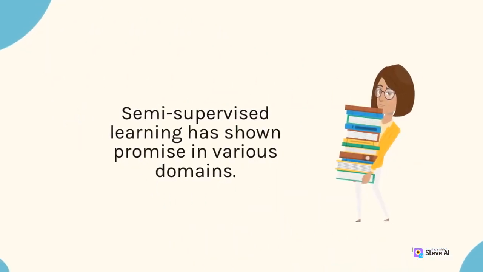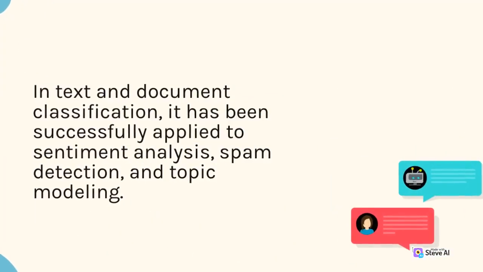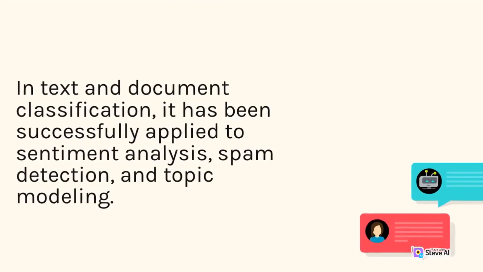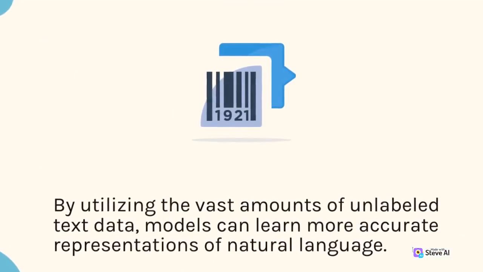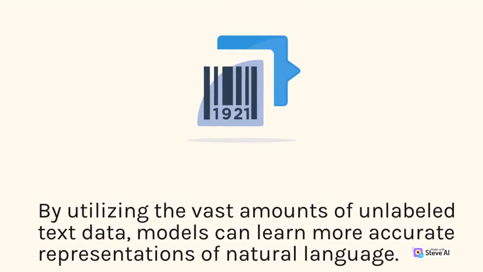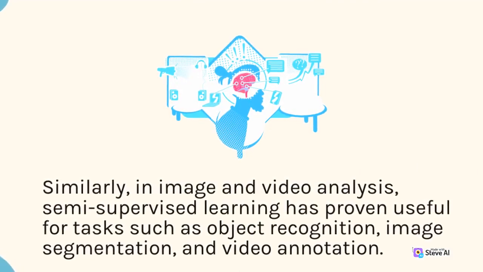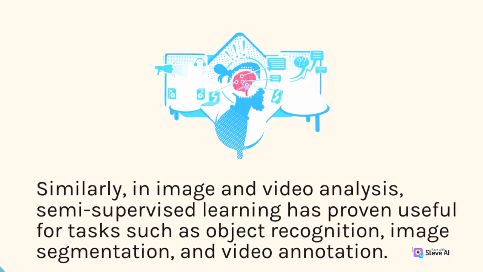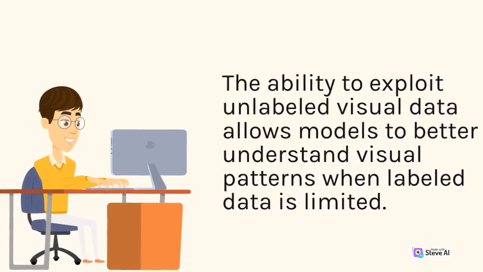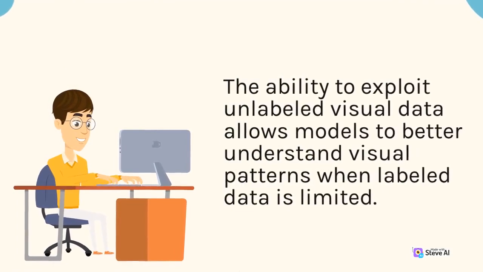Semi-supervised learning has shown promise in various domains. In text and document classification, it has been successfully applied to sentiment analysis, spam detection, and topic modeling. By utilizing the vast amounts of unlabeled text data, models can learn more accurate representations of natural language. Similarly, in image and video analysis, semi-supervised learning has proven useful for tasks such as object recognition, image segmentation, and video annotation. The ability to exploit unlabeled visual data allows models to better understand visual patterns when labeled data is limited.